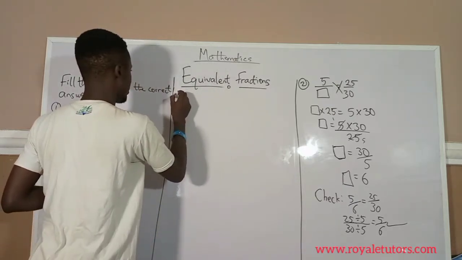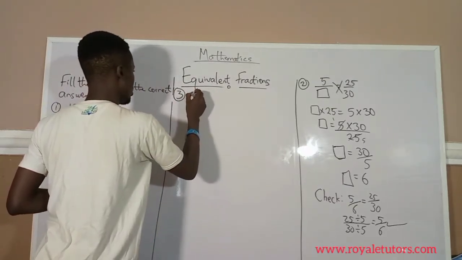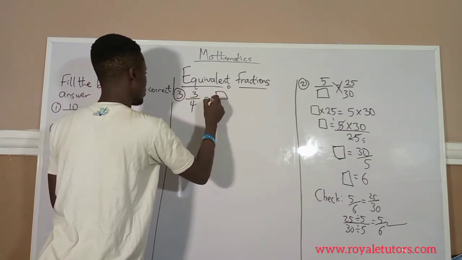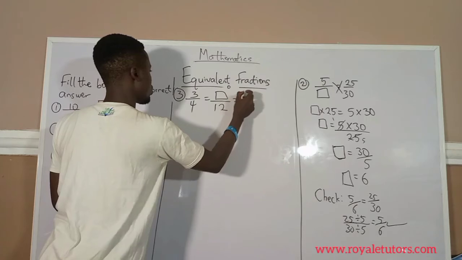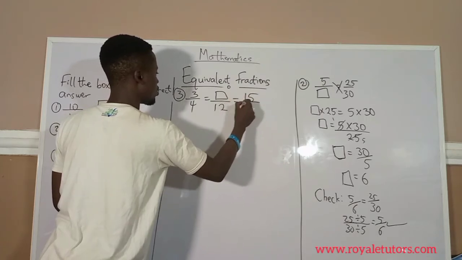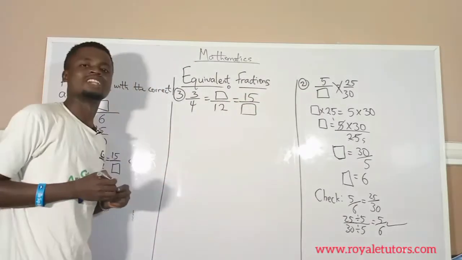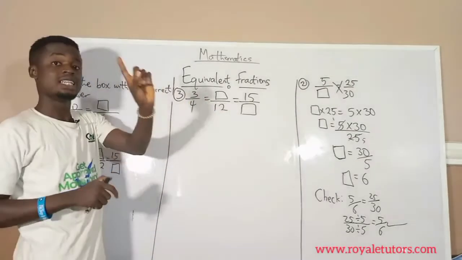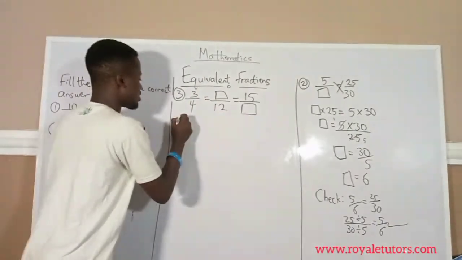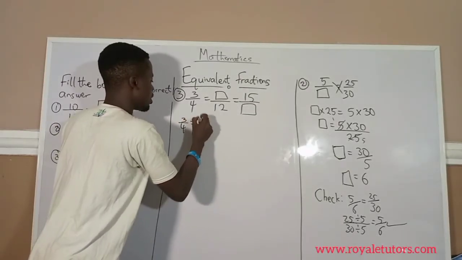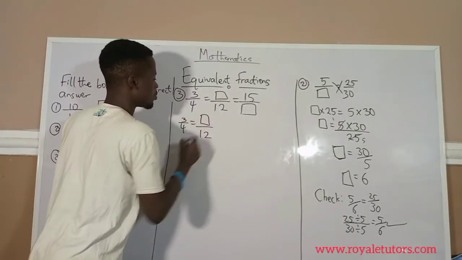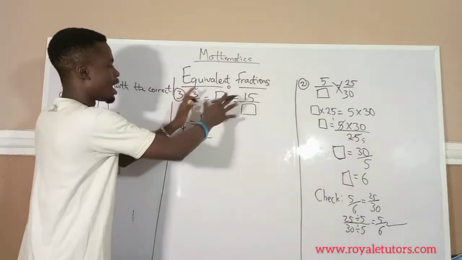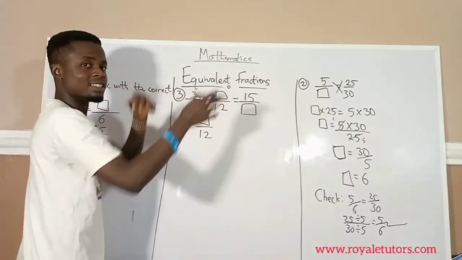Number 3 says 3 over 4 equal to box over 12 equal to 15 over box. Highly advise that you take them one after the other. There are 2 things you want to find. So find them one after the other, because you can say that 3 over 4 is equal to this alone. Do this one, get the value of box. Then pick another pair and get the other answer.